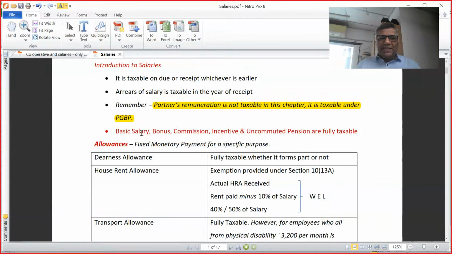Otherwise, all these things, basic salary, bonus, commission, incentive, uncommuted pensions are all fully taxable. Whatever you receive, it is taxable. To a larger extent, though I have written due or receipt, whichever is earlier, salary is taxable on receipt. 192 also supports that: TDS on salary at the time of payment, not at the time of payment or credit. You see it in your office on a day-to-day basis. On 31st March, you pass a bonus provision entry. You are not deducting tax on that. Only when it is paid on the occasion of Diwali or some other occasion before October 31st, you deduct the tax.